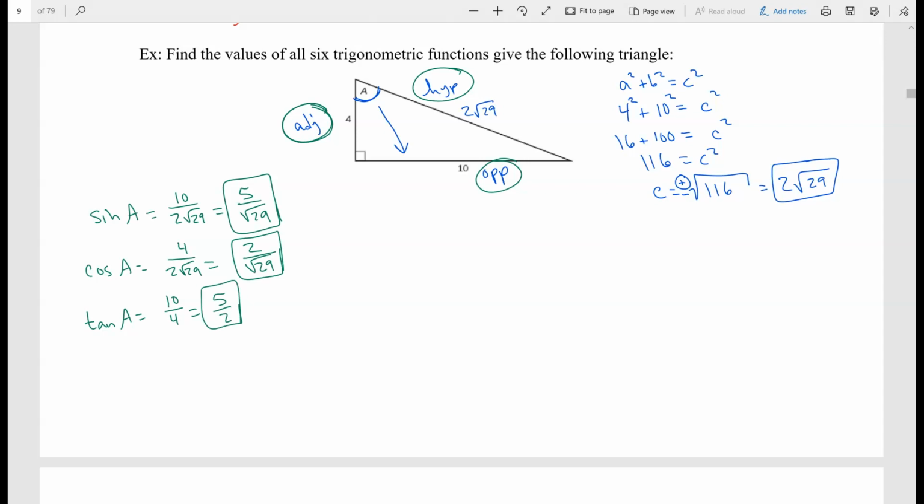The reciprocal of sine is going to be cosecant. So I like doing cosecant. That's just going to be the square root of 29 over 5. So that just is flipping the sine. The secant is going to be flipping the cosine, so square root of 29 over 2. And then the cotangent is going to be flipping the tangent, which is going to be 2/5.